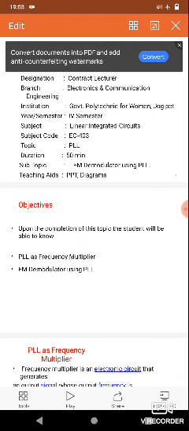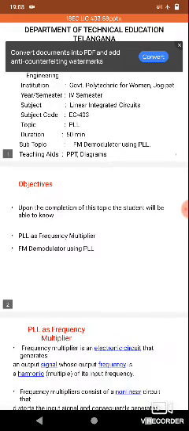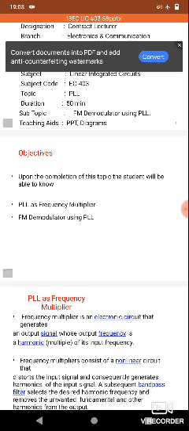Today's topic is FM demodulator using phase lock loop, PLL. Phase lock loop is a frequency multiplier. Before starting today's class, we have already completed PLL. PLL, the phase lock loop, is a closed loop feedback system.